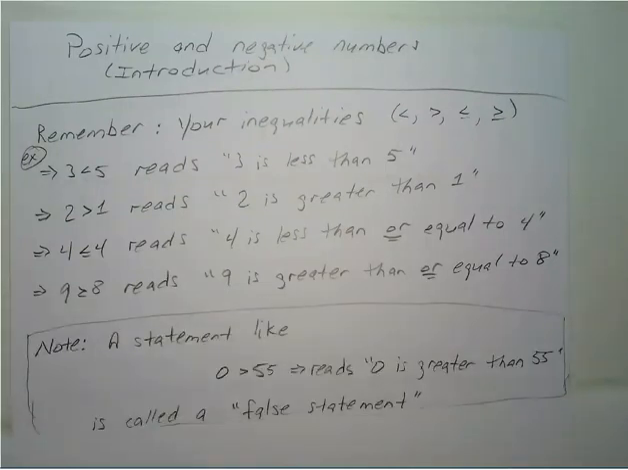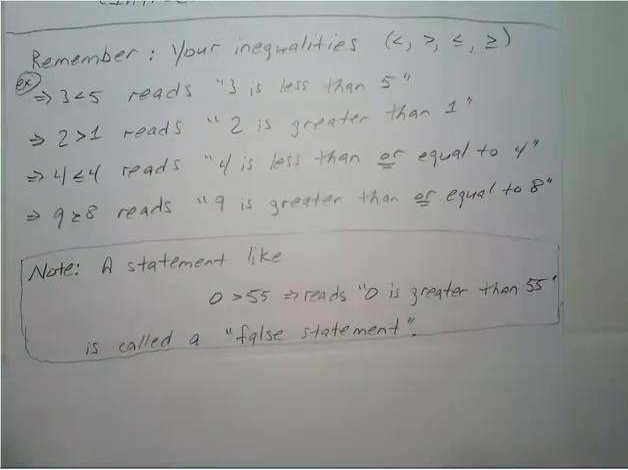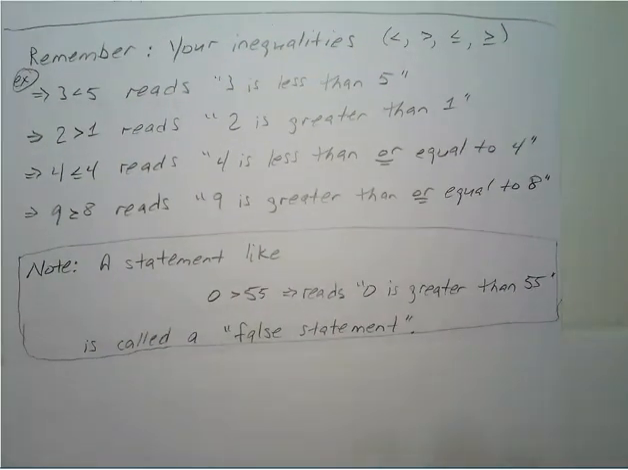So let me go ahead and scroll that down a little bit. If you have a statement, or expression, depending on how you want to describe it, 0 is greater than 55, we know that's not true. 0 is not a larger number than 55. So in this case, we're going to call that a false statement or false expression.